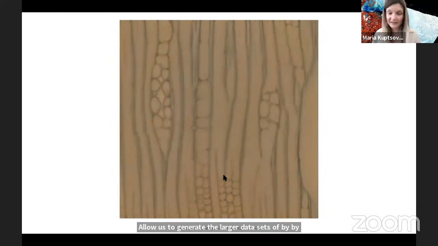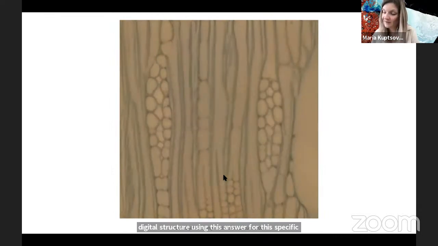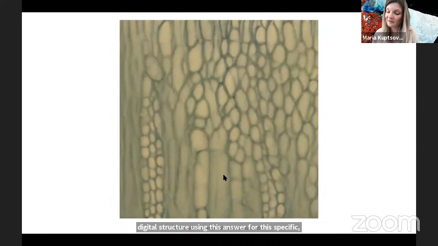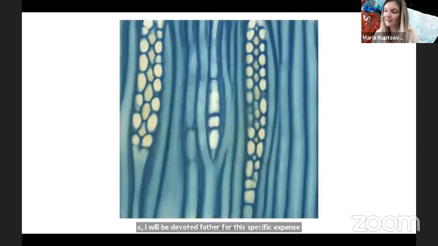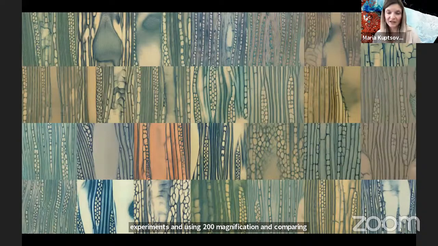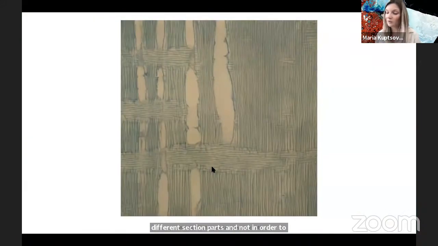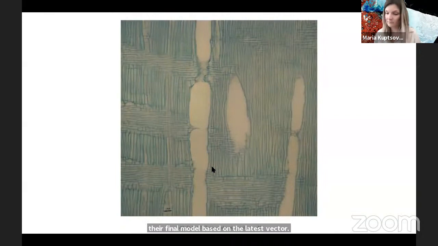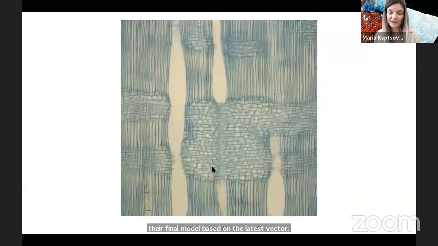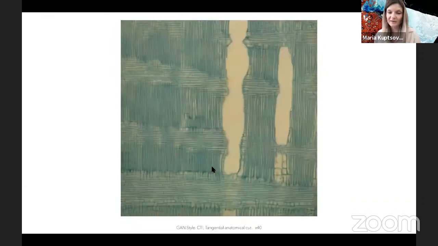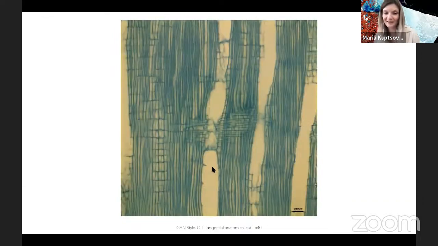So for this specific, I will maybe go a bit further. For this specific experiment, I'm using 200 magnification and comparing different section cuts in order to compose the final model based on the latent vector. So the latent space here is actually a very interesting point for me within the StyleGAN.